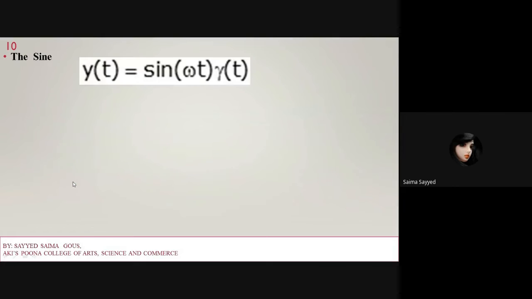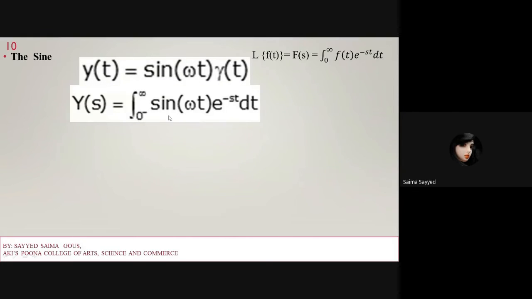Next, the sine function. As we know, y of t is equal to sine omega t into u of t. U of t is 1, that's why we are getting u of t. Then according to the definition, my f of t is y of t. So instead of f of t, I'm going to write sine omega t into e raised to minus st dt. As u of t is 1, no need to write it down, or we can write it down here also. So we'll use Euler's identity for the sine equation.